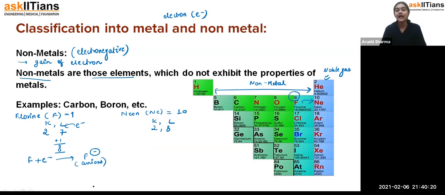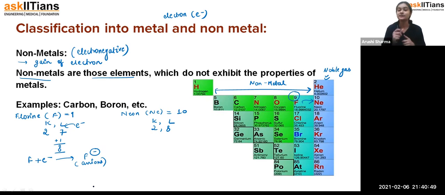So the metals are losing the electrons, but the non-metals are gaining the electrons, because, as we have compared, what we have observed is that they can't lose all the electrons. That is why they take one electron from another element, so that they can attain the stable configuration. Because, students, the noble gases are very stable.